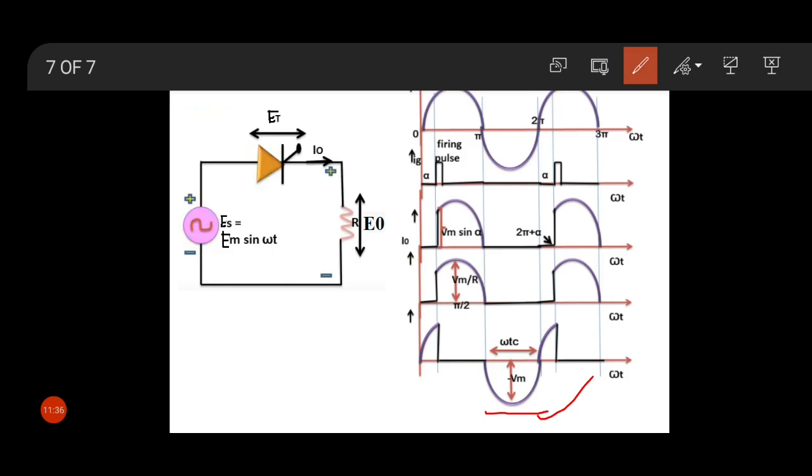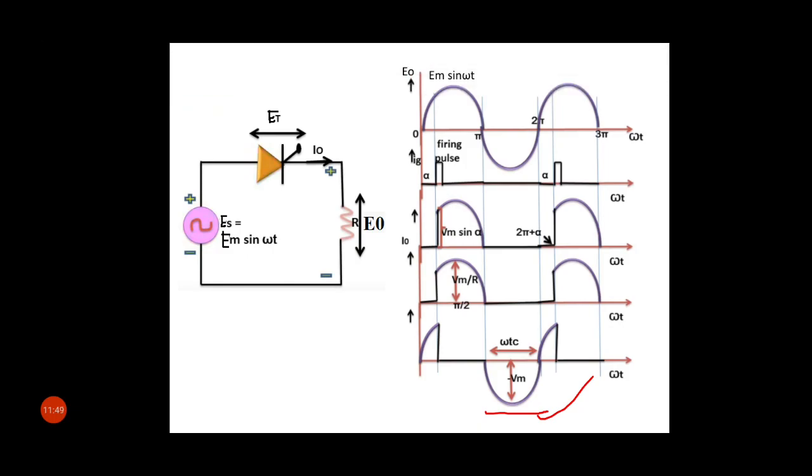So in this lecture, I have discussed how these waveforms come. I have mentioned the waveforms of the supply voltage, gate current, output current, output voltage and terminal voltage, and how they come in this manner.